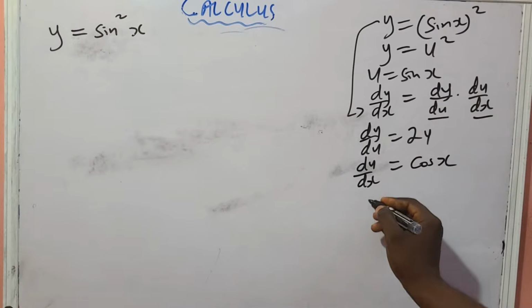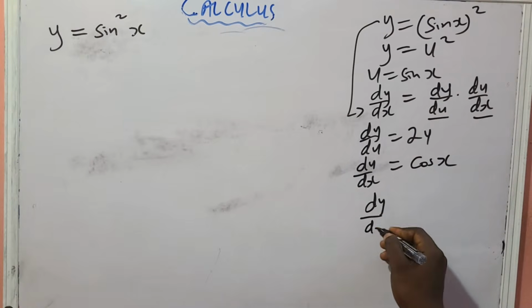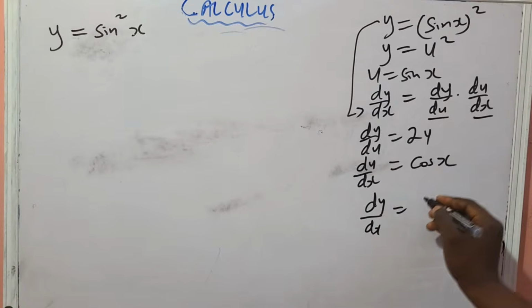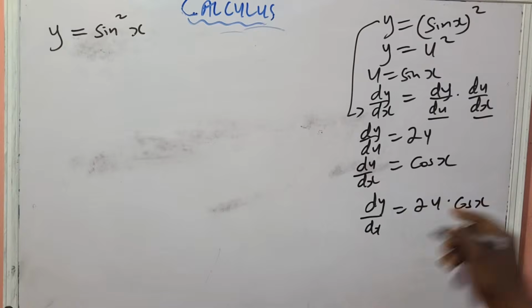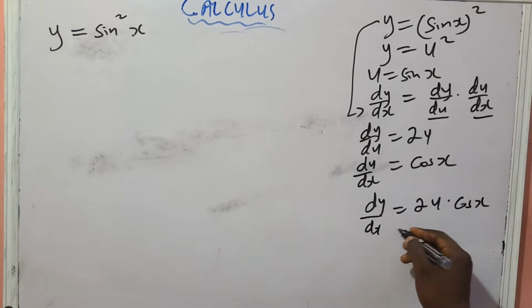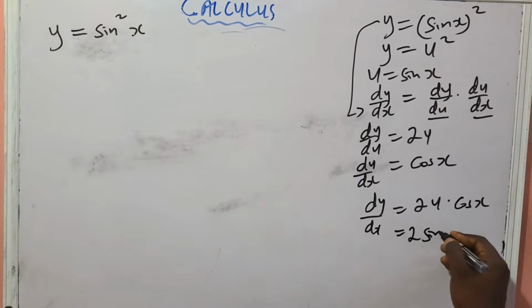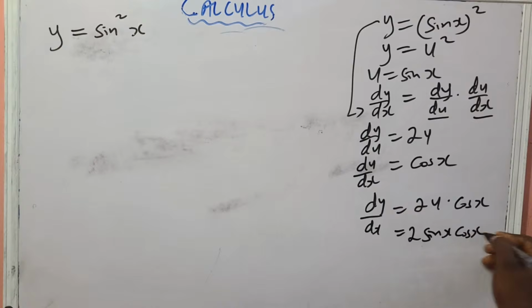So we bring these two together. That means dy over dx will be equal to dy over du, that will be 2u, times du over dx, that's cos x. So what is u? u was sine x. So you go on to fill that in. That will be 2 sine x cos x. So this is my answer using chain rule. Can you see that? Using chain rule, I've been able to get the answer to be 2 sine x cos x, right? Good.